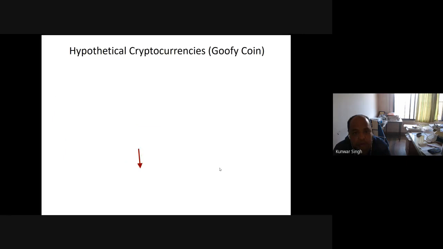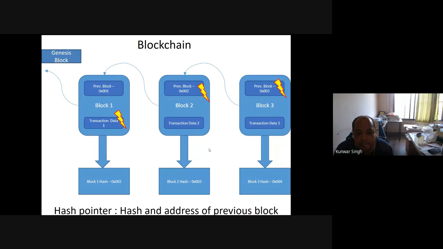Okay, so now I asked one question: can I do this? So what I'll do is, I'll create a block. I'll make four transactions. The first transaction is that X has transferred $1,000 to me, Kunwar. I'll put my address there. I'll put my number there. Y also has transferred $1,000, and Z also has transferred $1,000.